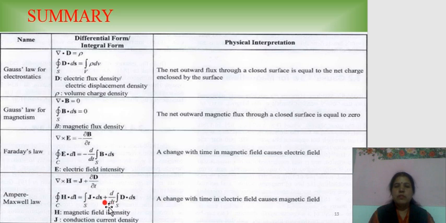Now, this is the physical interpretation or significance of Maxwell's equations. These are the four Maxwell's equations and these are the different laws used for Maxwell's equations. Students, I hope that you understand well.